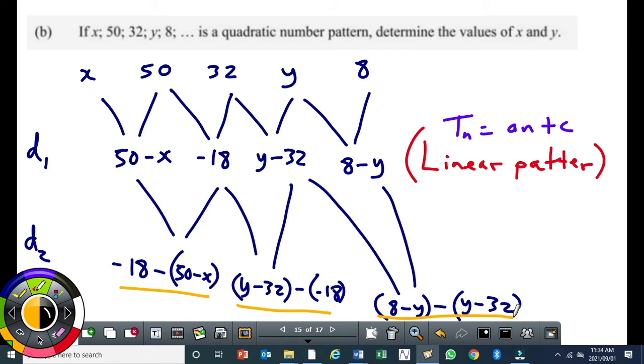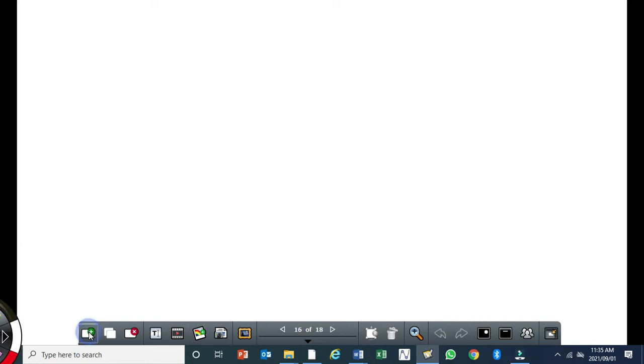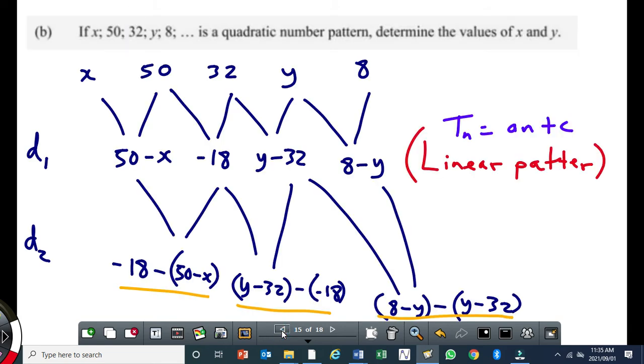If I want to find x here, I've got two unknowns. In maths, if you have two unknowns, you need two equations. If you've got three unknowns, you need three equations. If you've got four, you need four equations. But for you guys, generally it's only up to two. Three becomes more complex. So I need to equate this to that. On the next page, I'll say minus 18 minus (50 minus x).